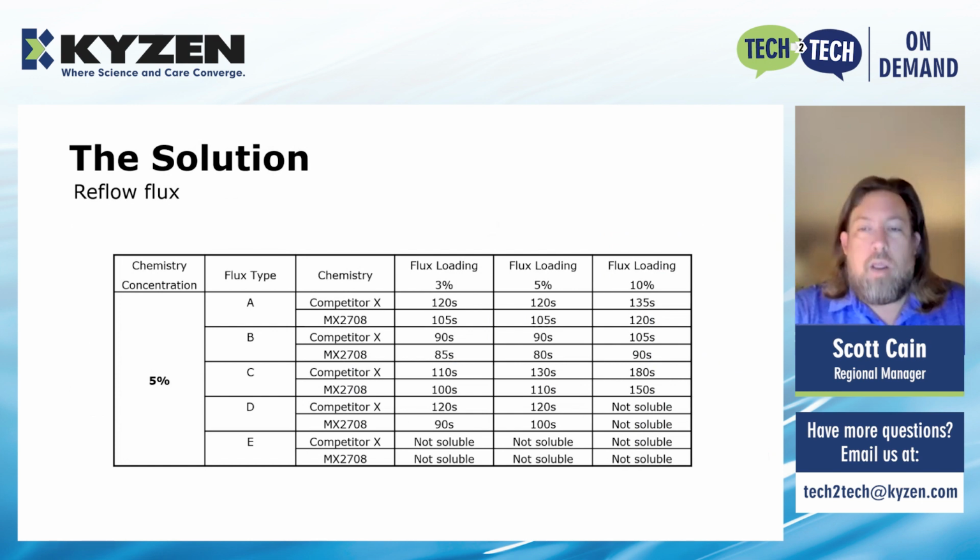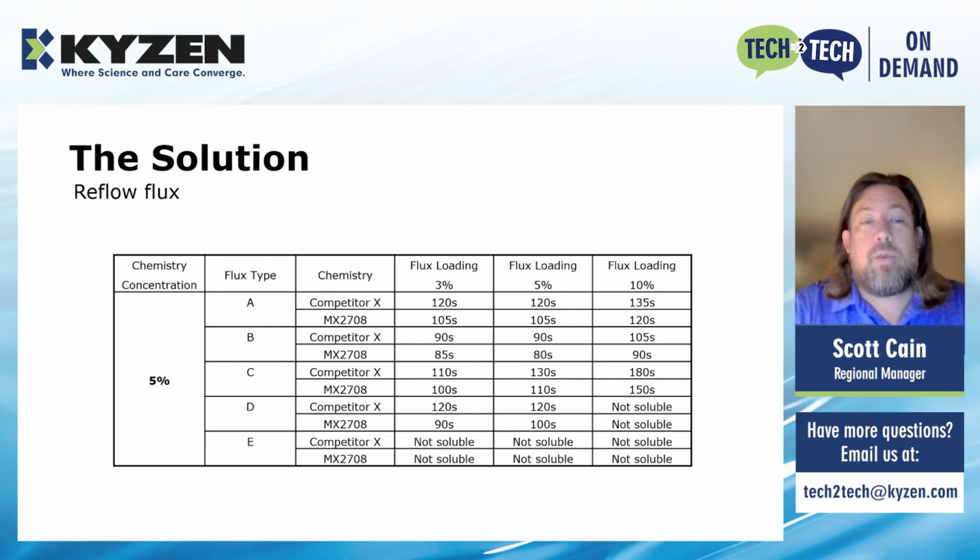So we can see here that the 5% chemistry concentration for the different fluxes has variability on what the time was. Keep in mind, each of these are in seconds. So the E-type flux, neither us nor the competitor was able to solubilize that. Whereas the C-type, as we look across, as the flux loading goes up, the time goes up, and the Kaizen is a minimal amount better on each time. So 110 seconds to 100 seconds, 130 to 110, 180 to 150, etc.